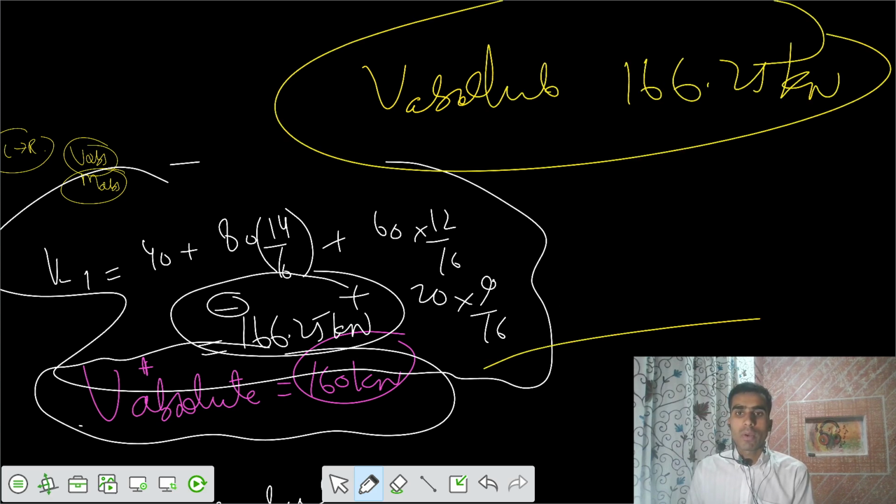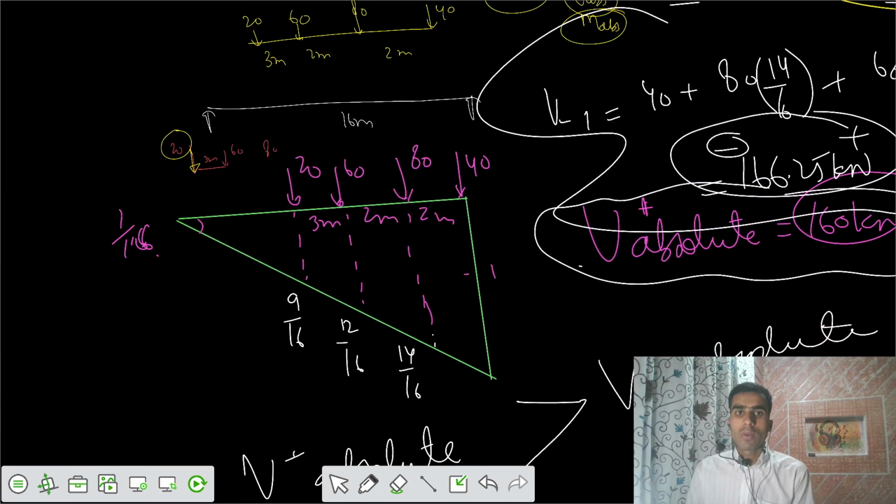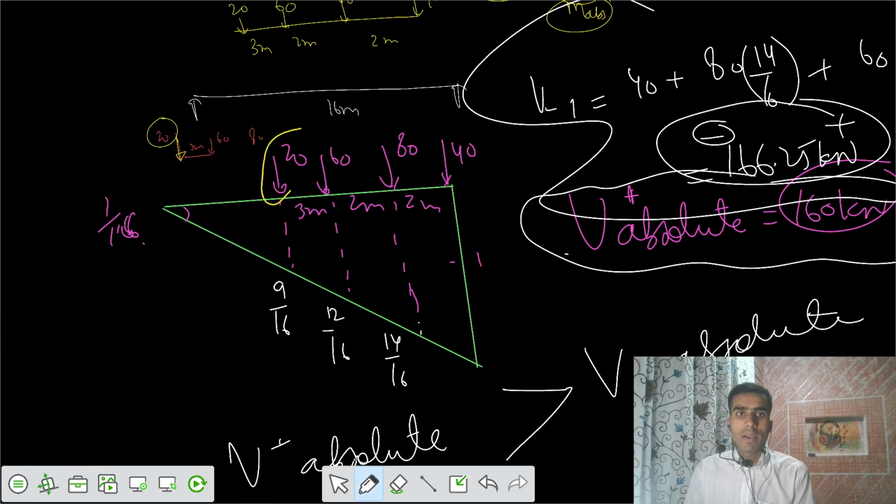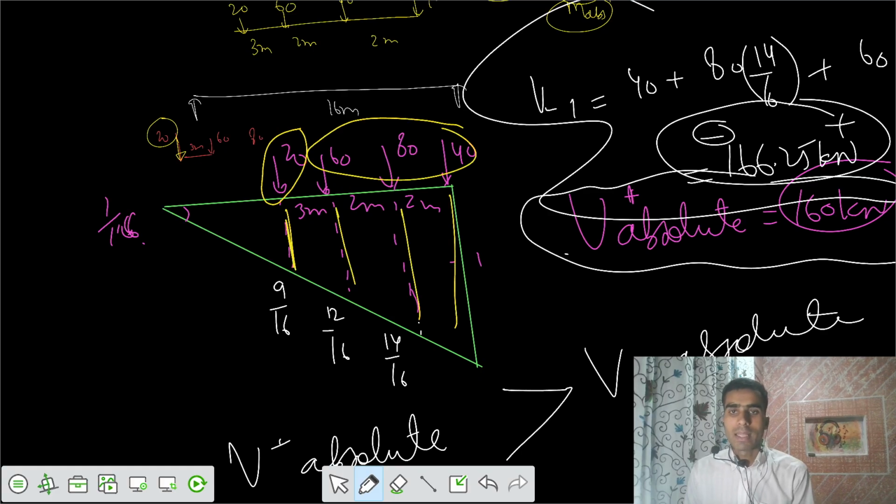This is because your smaller load of 20 kilonewton is having a smaller ordinate, but the bigger loads are having a bigger ordinate. That's why in this case of negative, you got a V absolute negative as maximum.